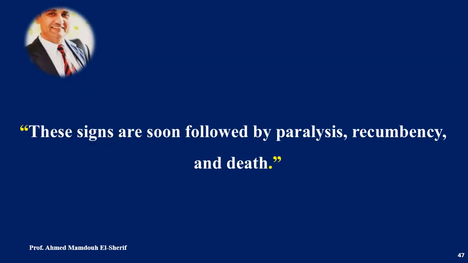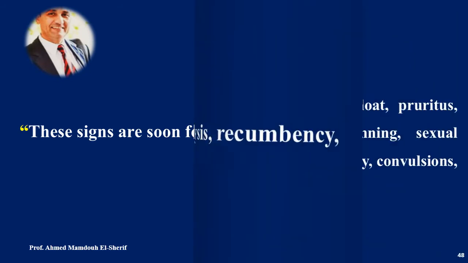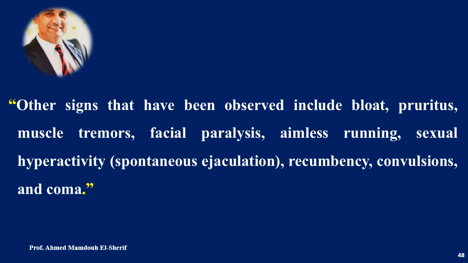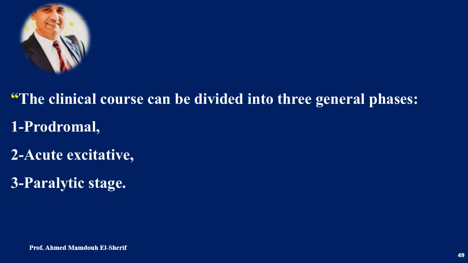These signs are soon followed by paralysis, recumbency, and death. Other signs that have been observed include bloat, pruritus, muscle tremors, facial paralysis, aimless running, sexual hyperactivity, spontaneous ejaculation, recumbency, convulsions, and coma. The clinical course can be divided into three general phases. Number 1, prodromal. Number 2, acute excitative. Number 3, paralytic state.